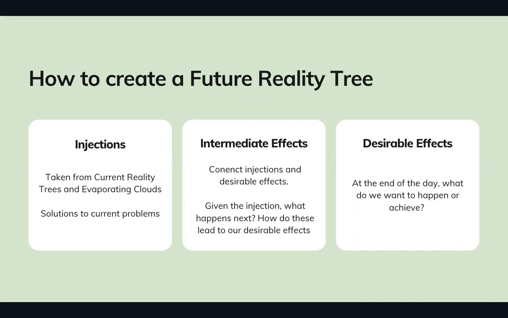At the very top of the tree are the desirable effects, which answers the question of, at the end of the day, what do we want to happen or achieve? As I mentioned earlier, there are times where injections can link directly to desirable effects without having to go through intermediate effects. But there are also times where one or more intermediate effects must happen at the same time for a desirable effect to happen, which will be discussed more in the next slides by Jem.